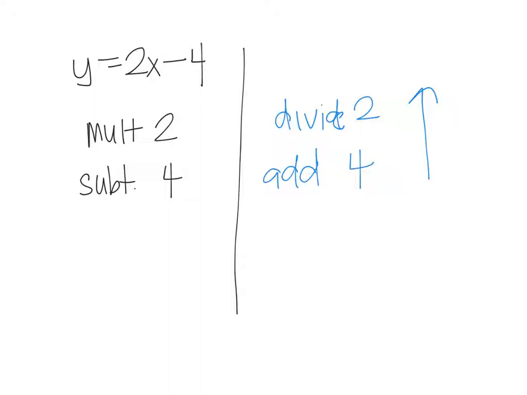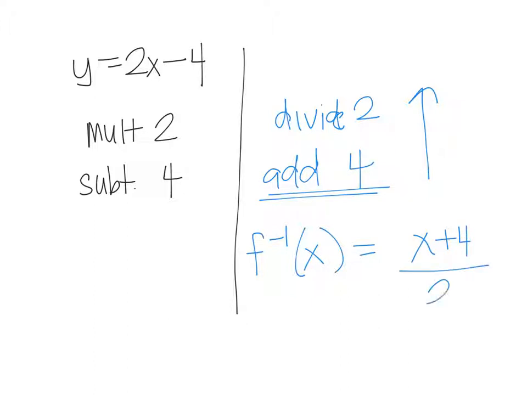So your inverse equation, denoted actually with this -1, would be, you have your x. The first thing you do is add 4 to it. The next thing you do is divide it by 2.